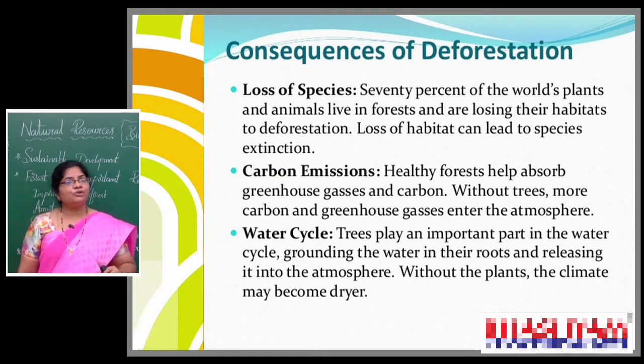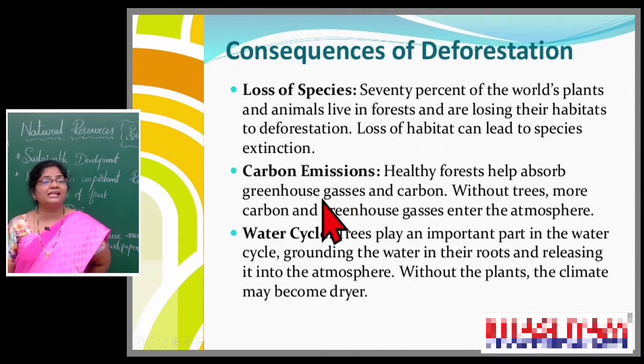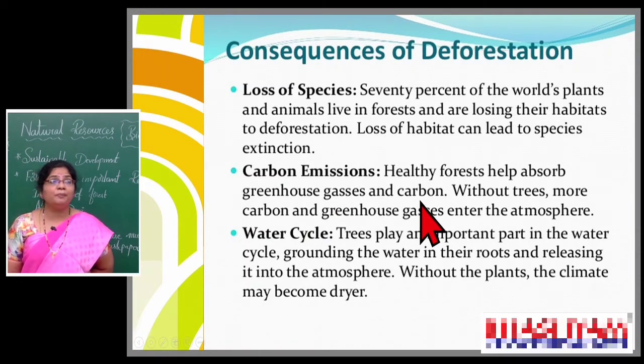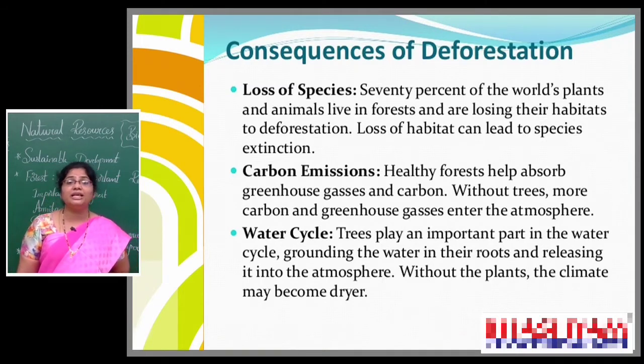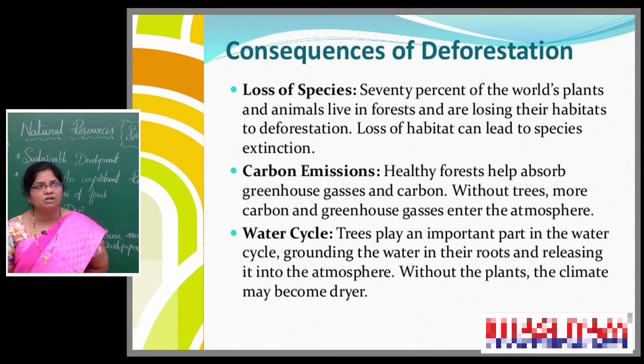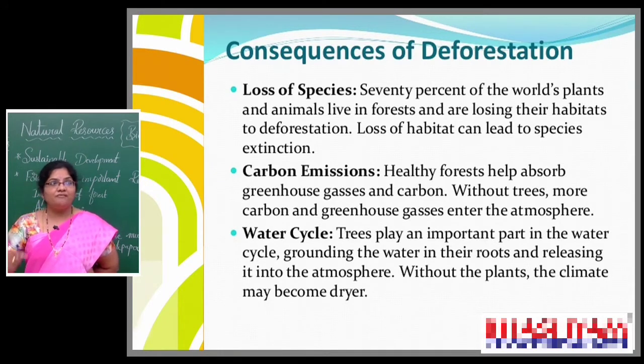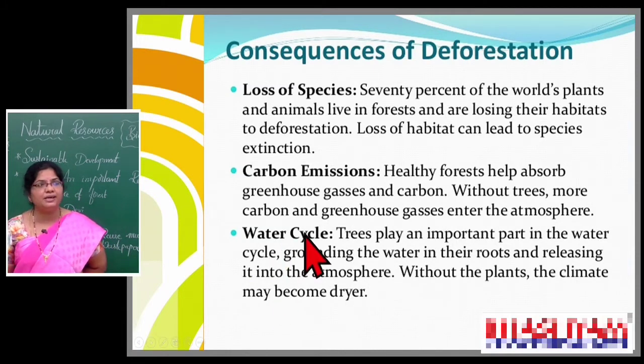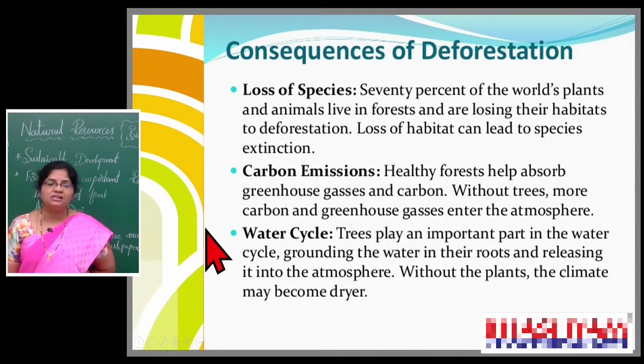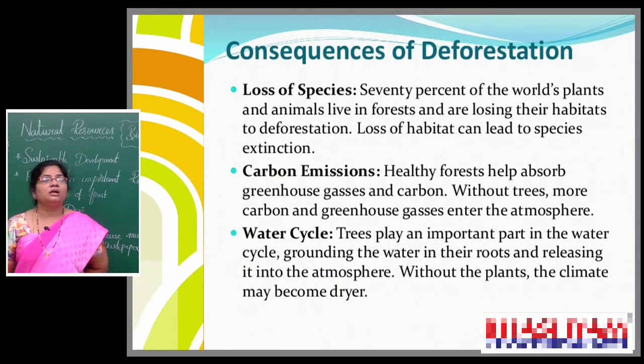Carbon emissions. Healthy forests help to absorb greenhouse gases and carbon. So forests absorb a huge amount of carbon dioxide. When they absorb carbon dioxide, then only the greenhouse gas percentage is under control. Then only our atmospheric temperature is also under control. When these greenhouse gases exceed the limit, then obviously temperatures will increase in the atmosphere. So that's why carbon emissions are under the control of forests, but when we start to deforest, then an imbalance will happen in the greenhouse gas percentage, and it leads to global warming.